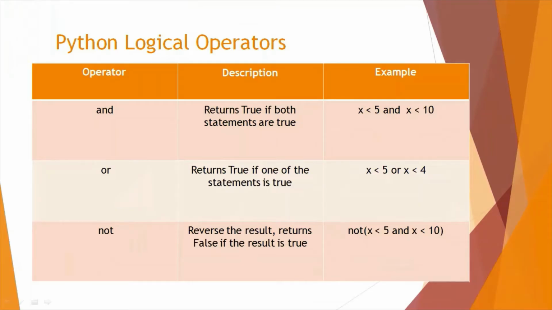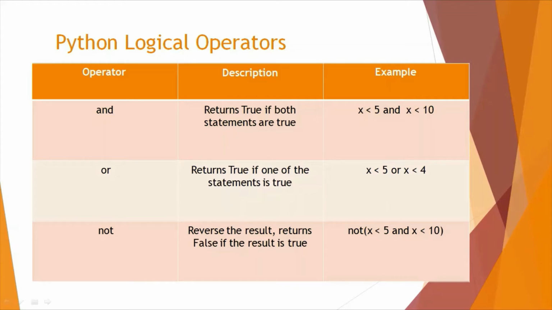On number 4, we have Python logical operators. The operator name is AND. It will return true if both the statements are true. Here, if x is less than 5 and x is less than 10, only if both of these statements are true will it return true. Another operator is OR. It will return true if one of the statements is true. X is less than 5 or x is less than 4.